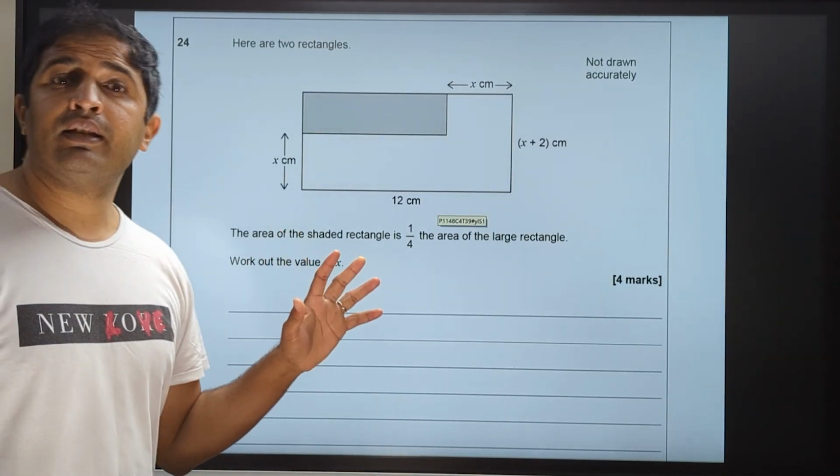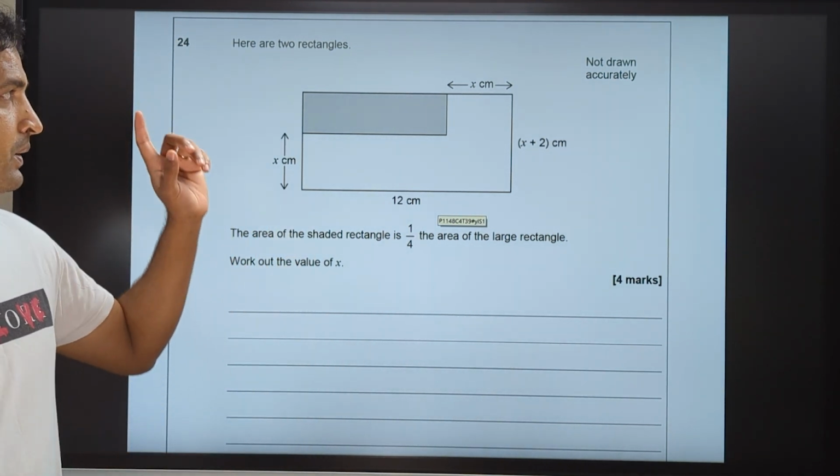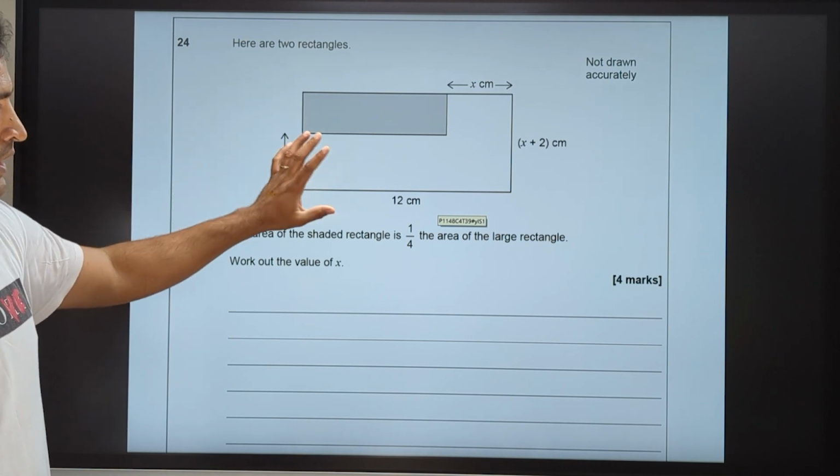I'm hoping that this is the last question, because I've been talking for a long while. I need some water as well, so I need to go through this as quickly as possible.